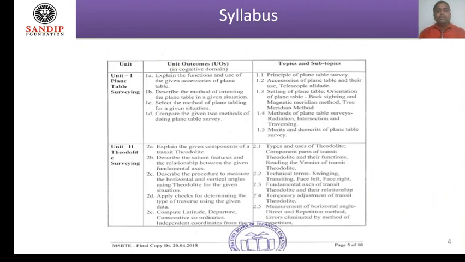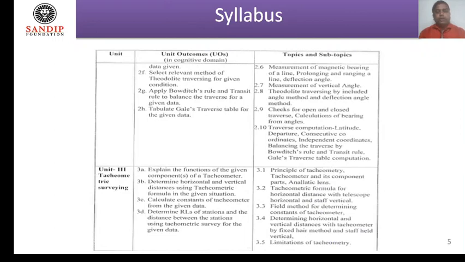Now let us go for syllabus. Basically, it consists of 6 chapters. So in that, unit number 1 is plane table surveying. Unit number 2, that is theodolite surveying. Unit number 3, tachometric surveying.